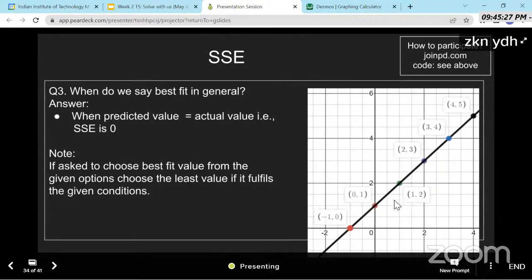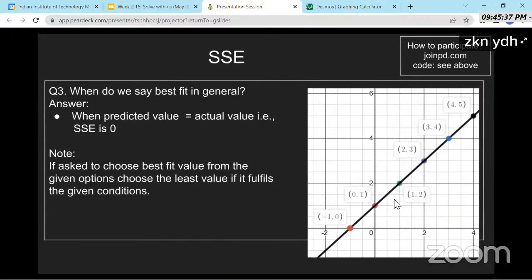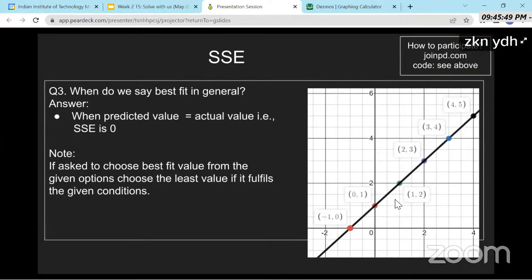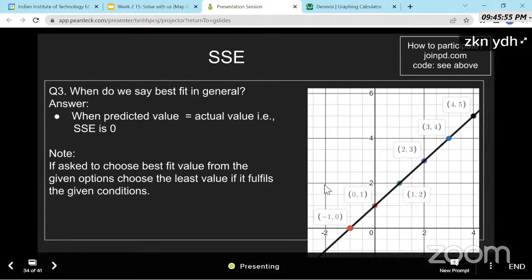Now you can see here the points like -1, 0, 0, 1, 1, 2, 2, 3, 3, 4, 4, 5. Let's say these points were given to you, and now I have given you, let's say, 5 equations. Then you find out the SSE value for each of them, and you find that one model gives you SSE equals 0. This indicates that all these points exactly lie on that line. In other words, this line is the best fit for all those points. Best fit in the sense they exactly lie on that line. Right? This is what it means.